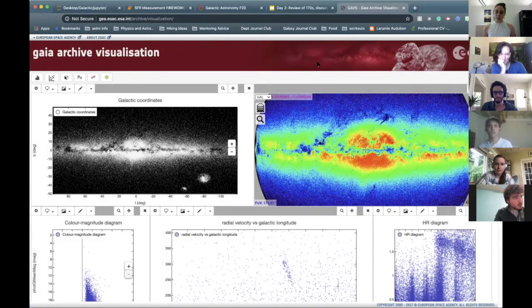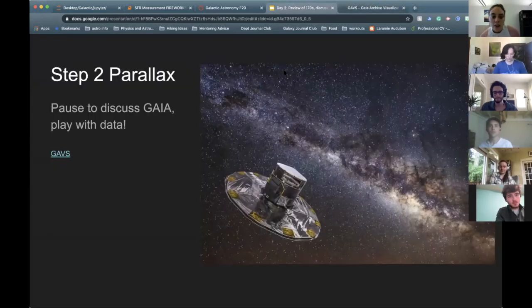I'll just say that, like I said, I had you read about Gaia because it's a good thing to know about, since it is just a huge source of data moving forward, and it fits on our distance ladder.